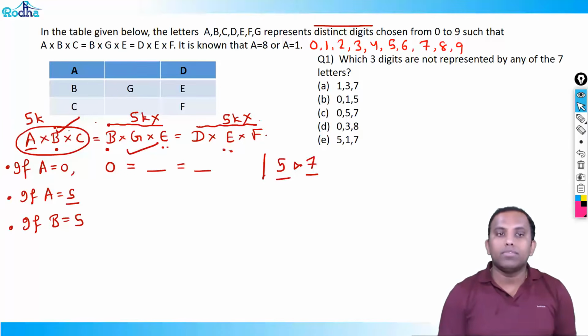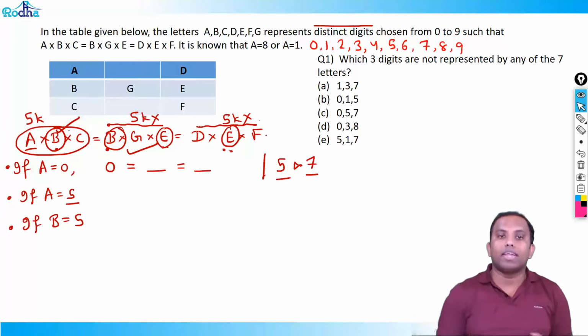So that means two terms can be a multiple of 5 and the third term cannot be a multiple of 5. No way, right? So maximum, since I can see here B and E are repeating twice. All the others, A, G, D and F, occur only a single time, right?